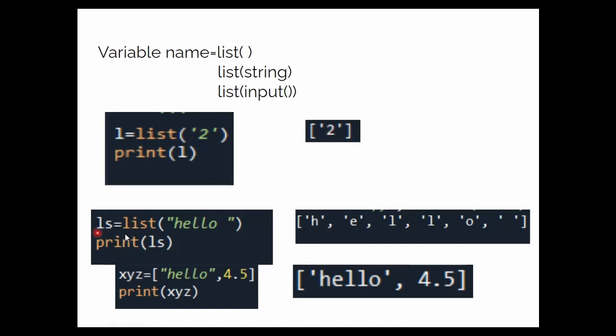Now ls is a list that is created by using the list function, with a string as the parameter. So when I create the list with the parameter hello, after printing by using the print statement, the individual characters are going to be displayed, whereas in the previous case, when XYZ is created without using the list function, hello will be stored as a single string. So this is the main difference between using the list function and not using the list function.